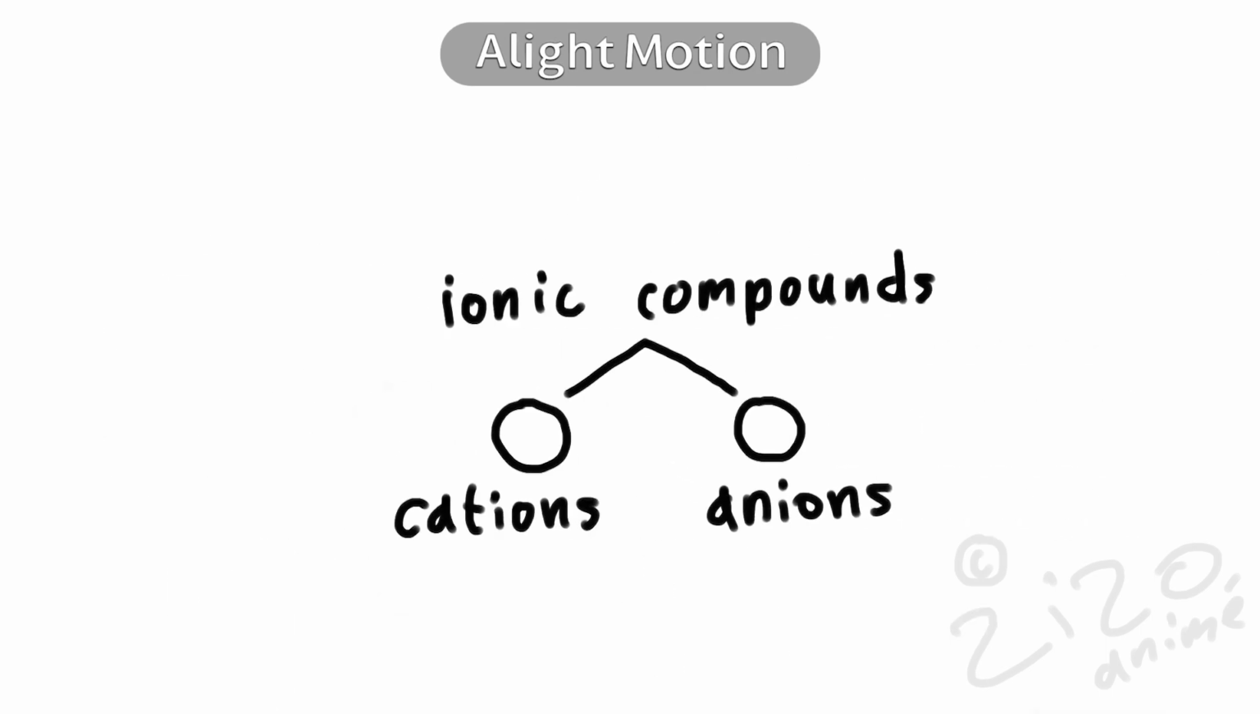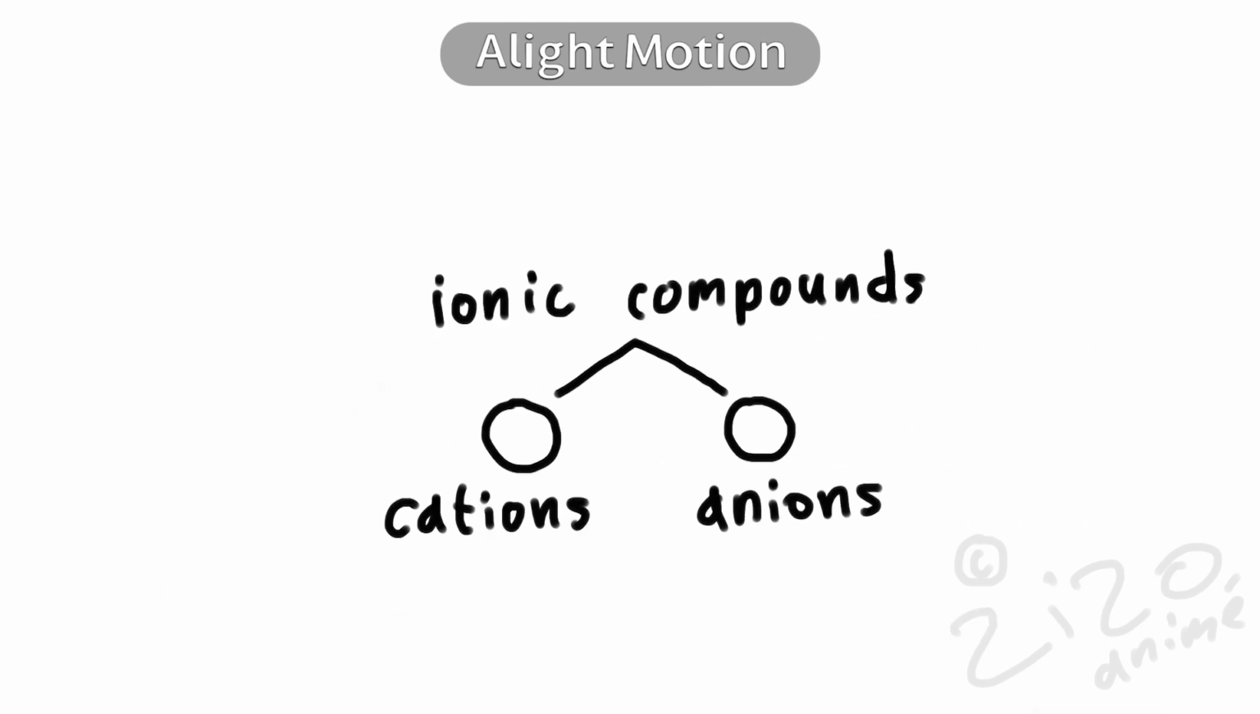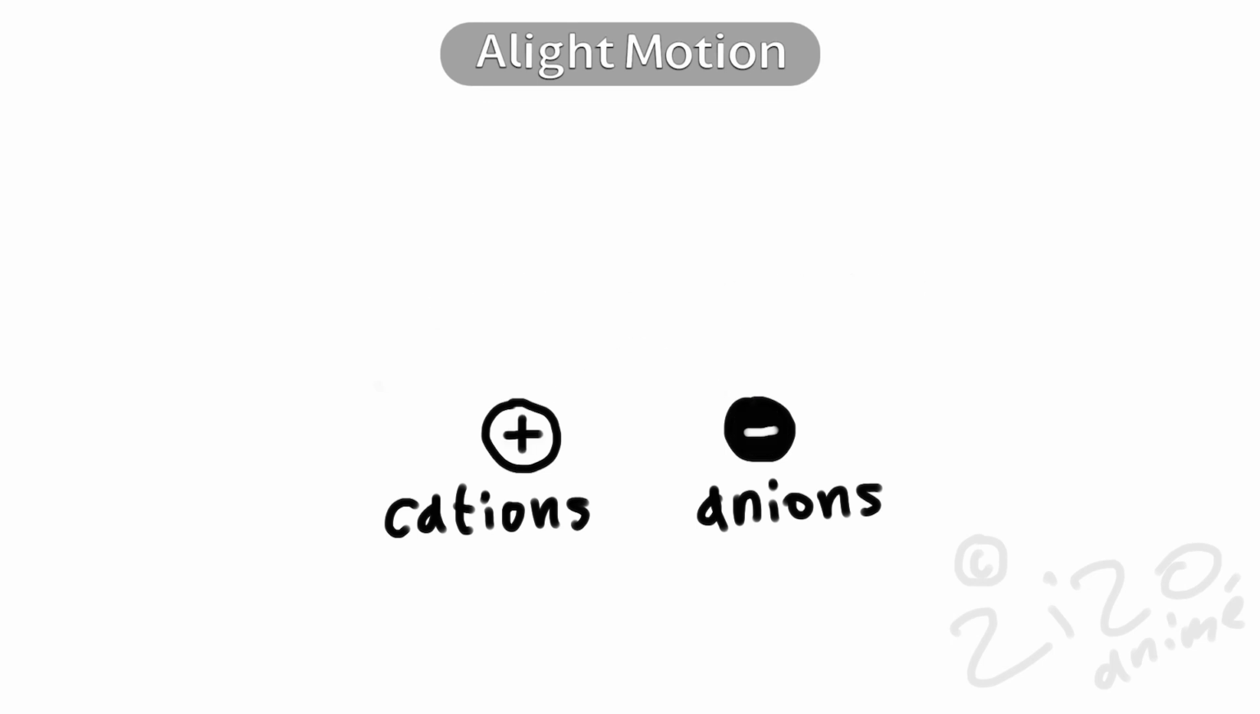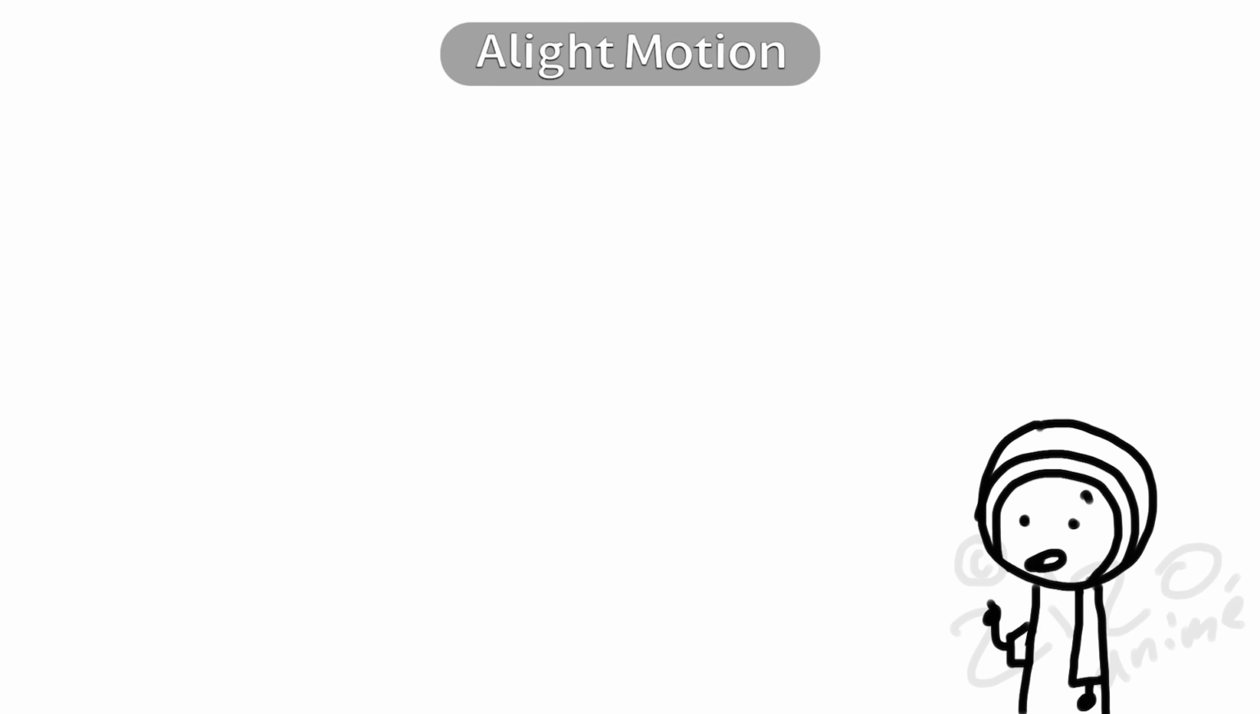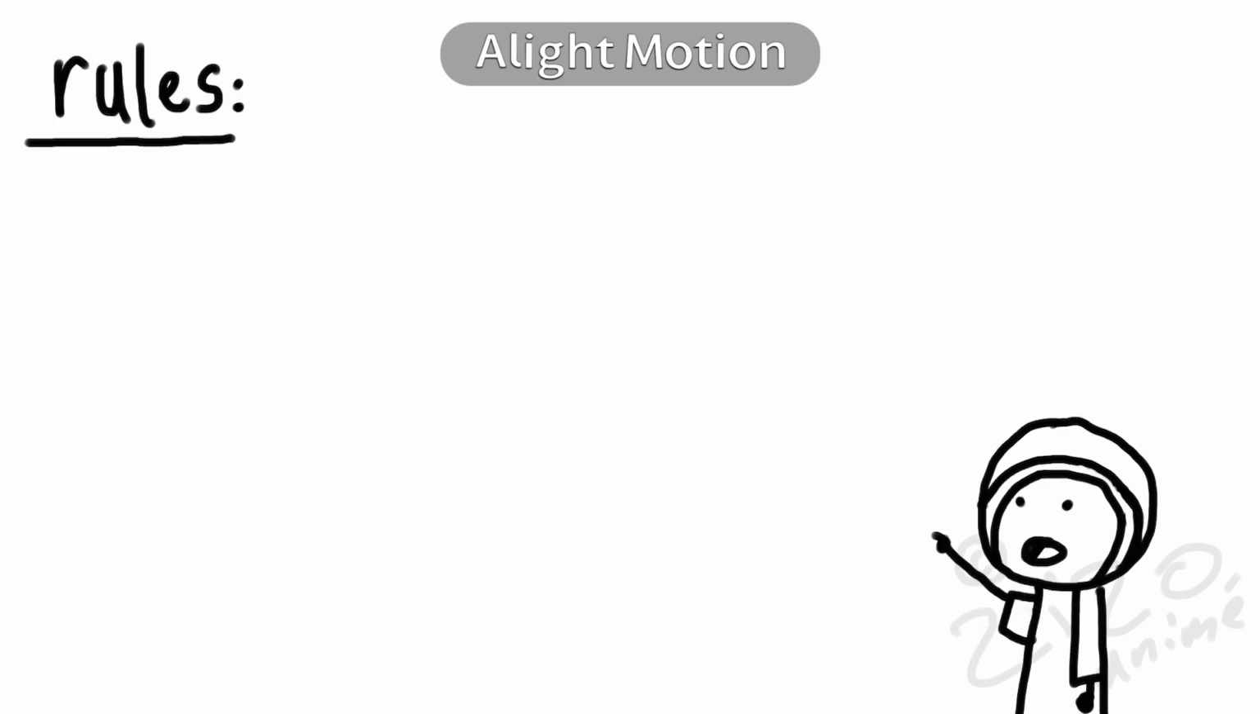Ionic compounds are made up of cations and anions, which are positive and negative charged ions. Cations and anions are held together by an electrostatic force, which is referred to as the ionic bond. When it comes to naming these ionic compounds, there are rules.